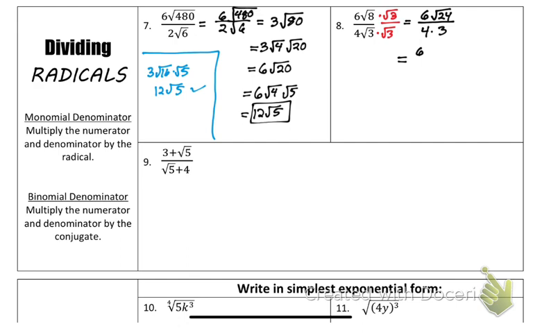So my top is going to become 6 times square root of 4 times square root of 6, all over 12. 6 times square root of 4, you should get 12, because square root of 4 is 2. So on top, we'll have 12 square root of 6 divided by 12. The 12s cancel out, and we just have square root of 6.